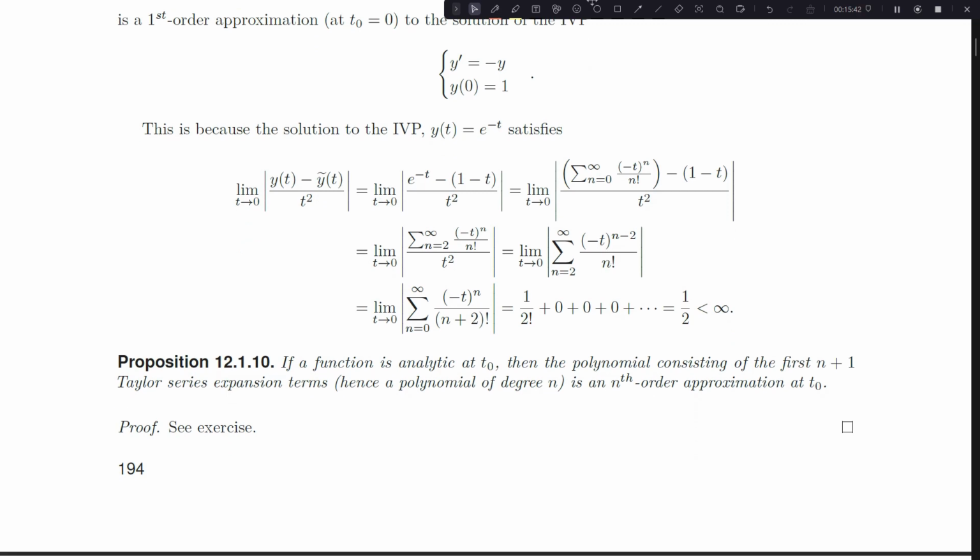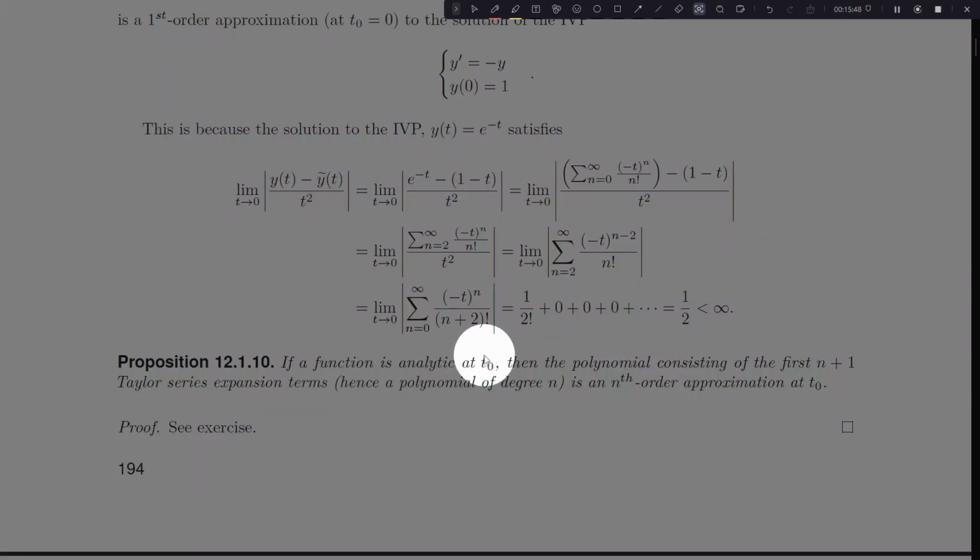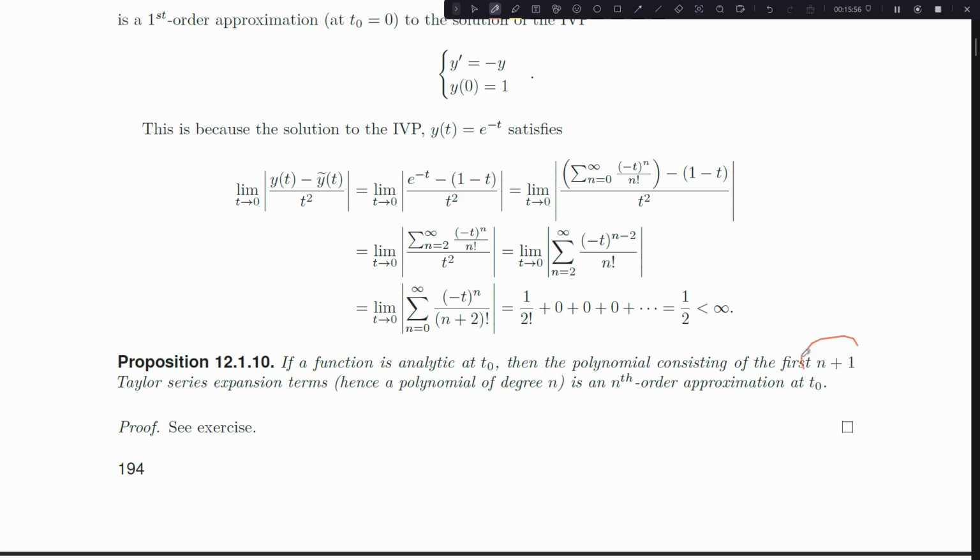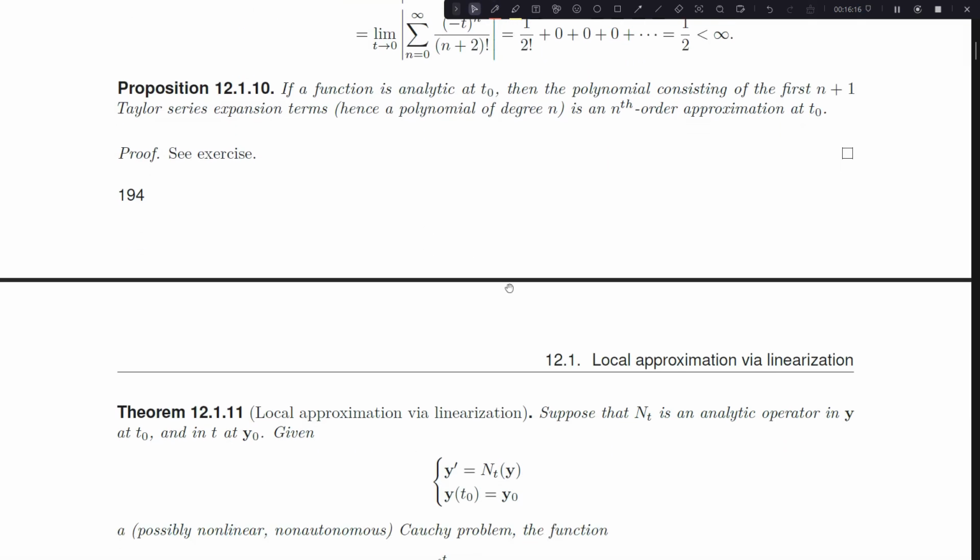This next proposition is something I'm going to let you prove, but it's a very useful proposition. And that's that if a function is analytic at t0, the polynomial consisting of the first n plus 1 Taylor series expansion terms, I should write this out, this is the Taylor series starting at k equals 0 and going up to n, so that's your n plus 1 expansion terms, that's always an nth order approximation. That's something really useful to think of, but you'll prove that in an exercise.